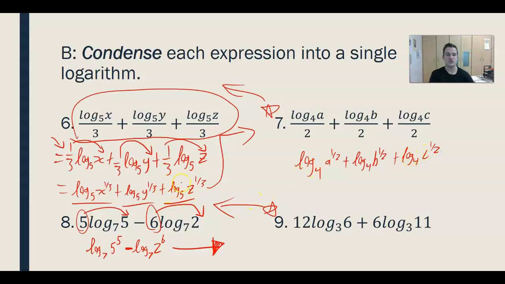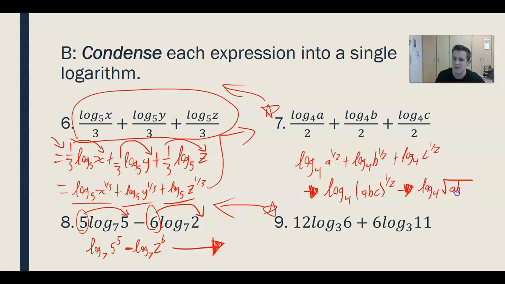And you notice, just like we did over here, when I add all these different logarithms together, I'm going to be using my product rule, and I'll be able to rewrite that as log base 4 of A, B, C to the 1/2, or log base 4 of the square root of A, B, C. Again, look how friendly that looks. I love it.